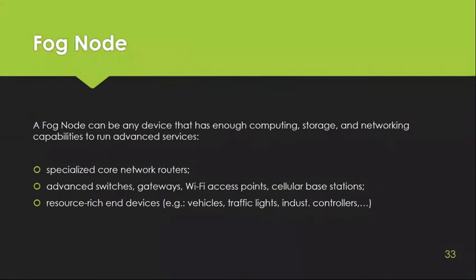So when we talk about fog nodes, there are different kinds of fog nodes. Core network routers could be a fog node. Any advanced switches, gateways, Wi-Fi access points, even cellular base stations could be a fog node, and resource-rich end devices like vehicles, for example. We're going to see in a moment that for each of those, actually I just talked about cellular base stations and end devices, there are some subsets of fog computing. For example, if you put all the intelligence in the cellular base stations, that is a specific subset of fog computing, which we call mobile edge computing, and so on.